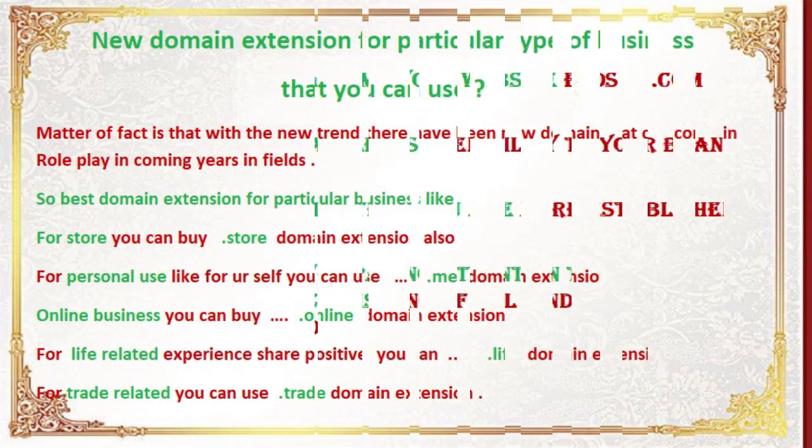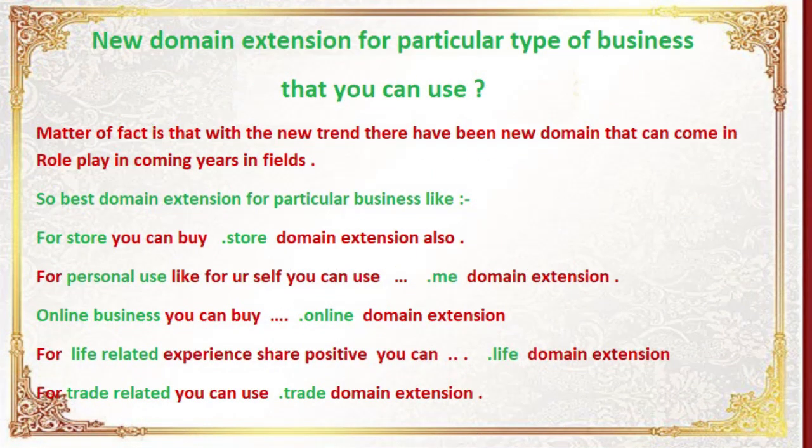A few other domain extensions act for a particular business, like I have a business which is related to stores, so I can buy a .store domain extension for my business. If suppose I want a website to be personal based, I can buy a .me domain extension. If I want to take my business online, then I can buy a .online domain extension, that is also preferred.